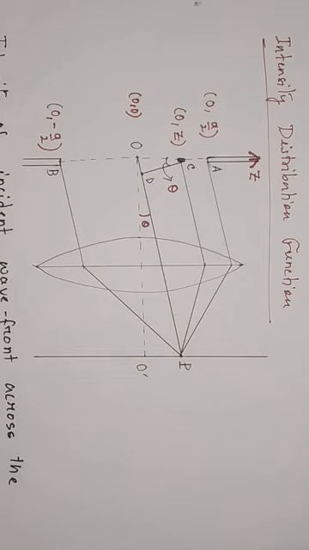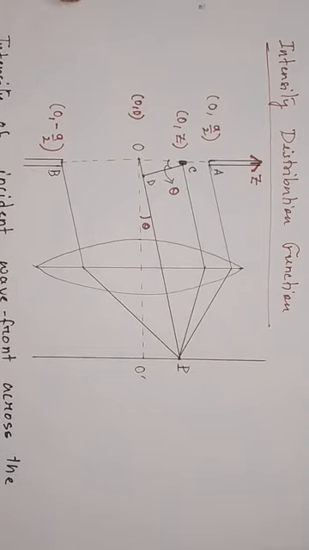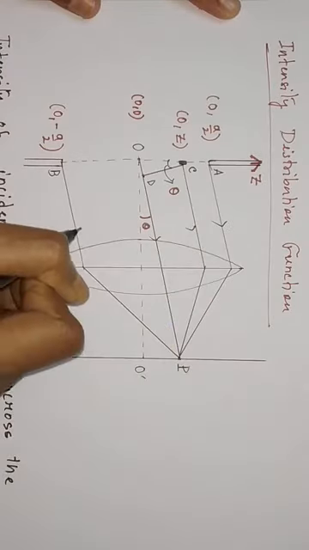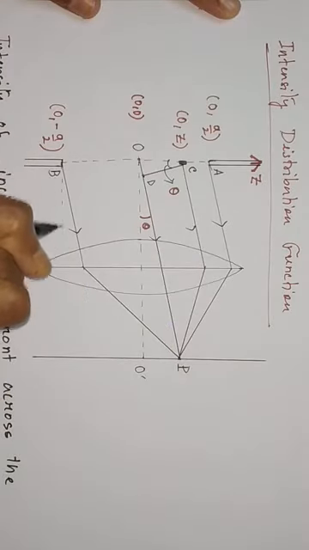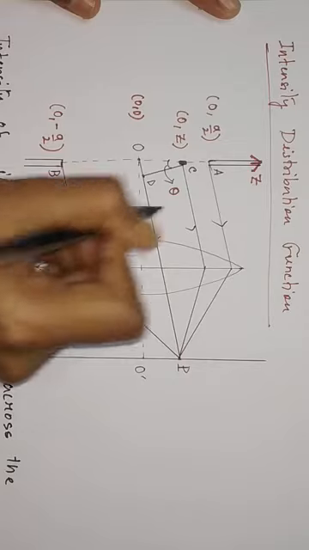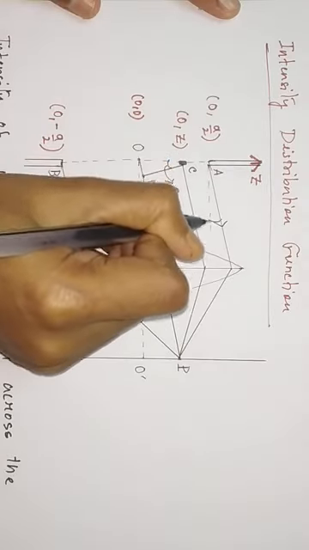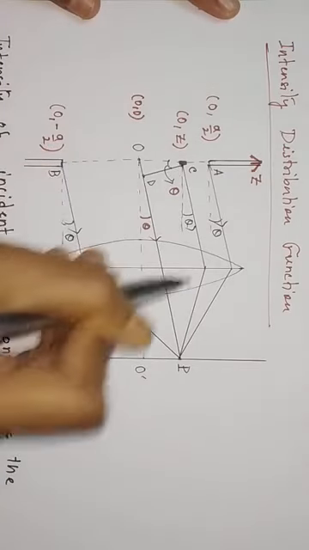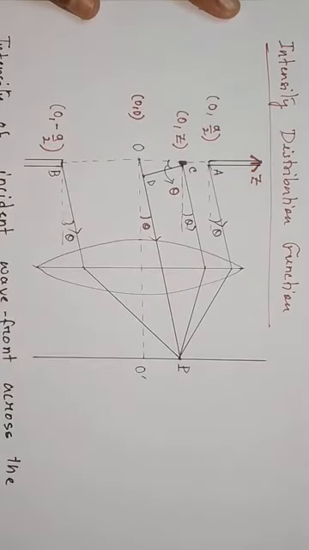Here we have the diagram for the intensity distribution function. As you can see, it is the same diagram, and we have given some new notations. Here we have these rays which are diffracted by the same angle theta, and after passing through the lens, they meet at the same point P.